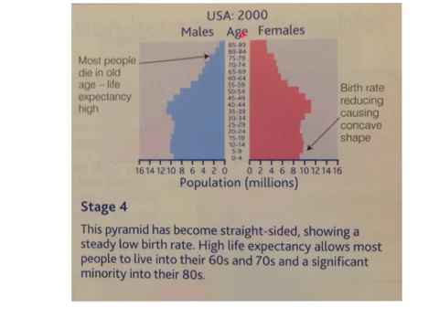And as I say, there's a significant number living into their 80s. So the birth rate reducing causes a concave shape here. So it's going in slightly as the birth rate's reducing. Most people die in old age, say up here, and therefore the life expectancy is high.